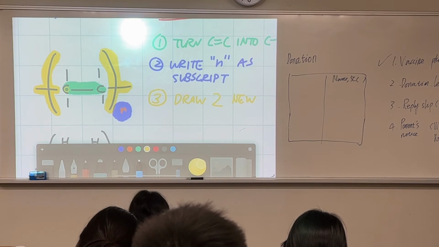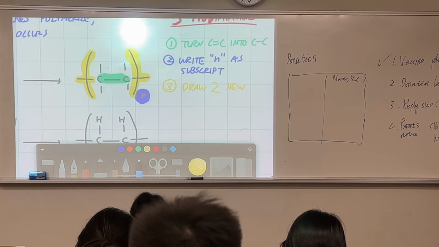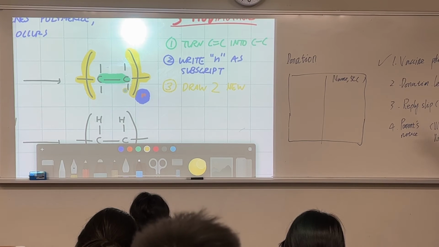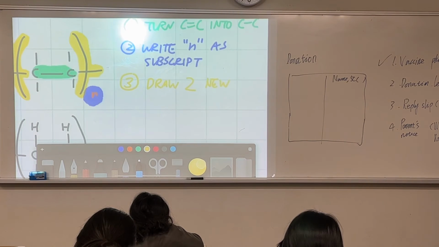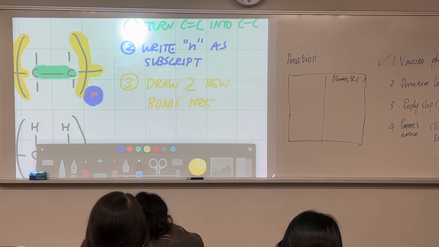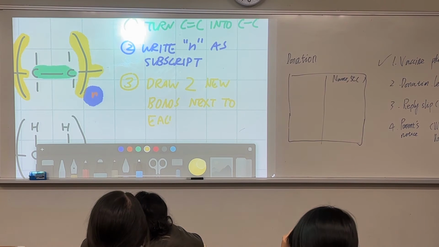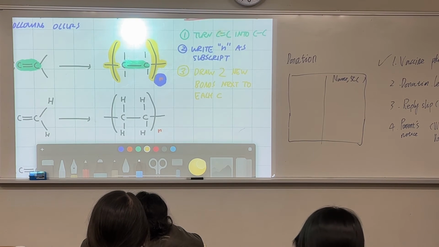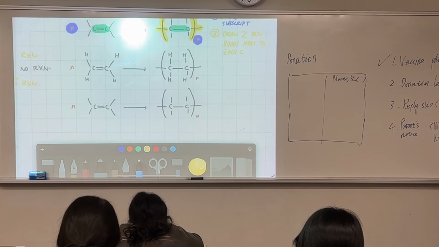You can see this is one carbon, this is the other carbon of the double bond. You stick out a bond from each of the carbons in the outward direction. So draw 2 new bonds next to each carbon in the previous CC double bond, which is now the CC single bond. So these are the 3 changes you need to make.